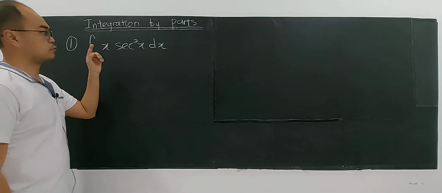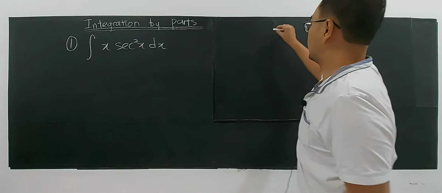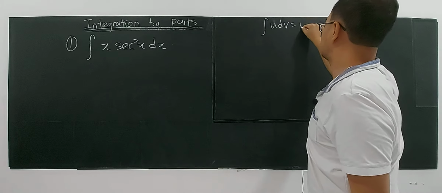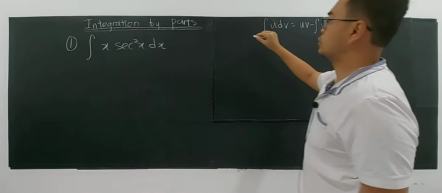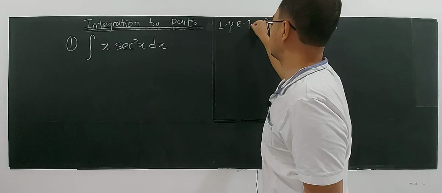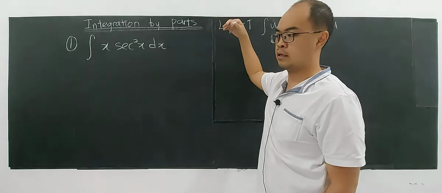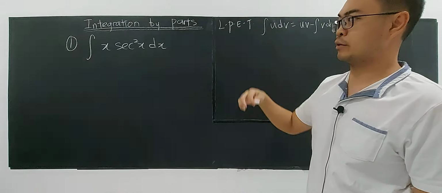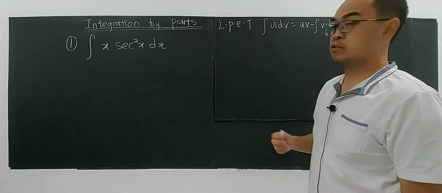I tell you that by using integration by parts, you have to integrate this. So we have to apply the formula of u dv, so uv minus the integral of v du. We follow the system of LPET. Alright, so this is a suggestion. It's just a way of helping you apply integration by parts with peace of mind.